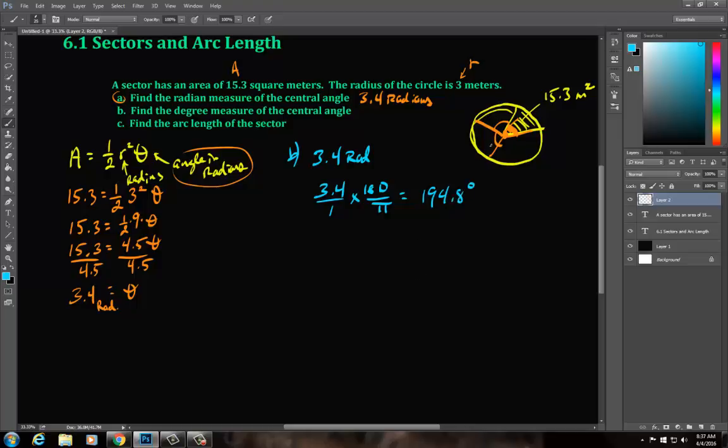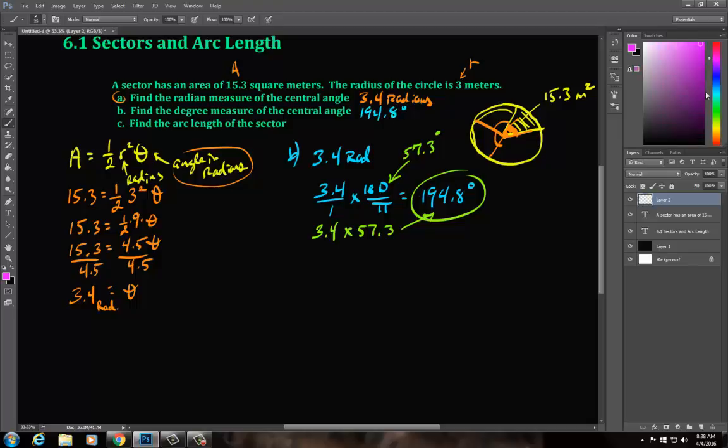So it is over half a spin. 180 would be half a spin. That's over half a spin. That's one way to do it. We also know that this 180 over pi is equal to the number of degrees there are in a radian, which is the magic number 57.3. So you could have just done 3.4 times 57.3, and that will also give you this answer. So for part B, getting back to my blue color, that's 194.8 degrees. All right, cool.